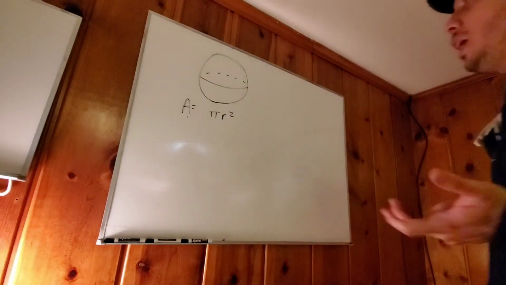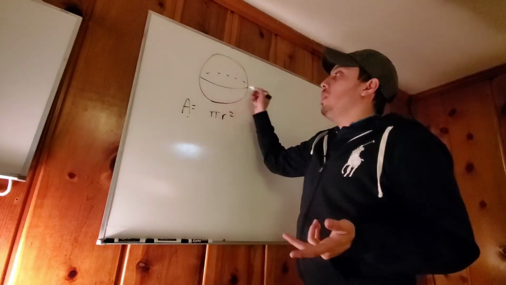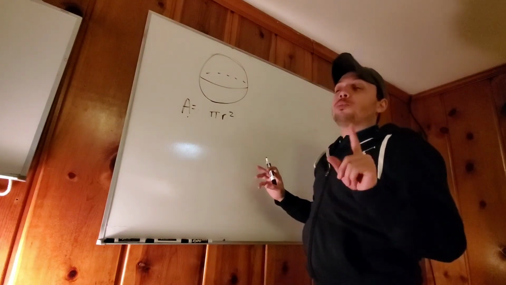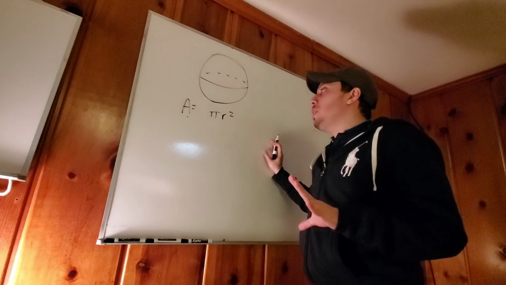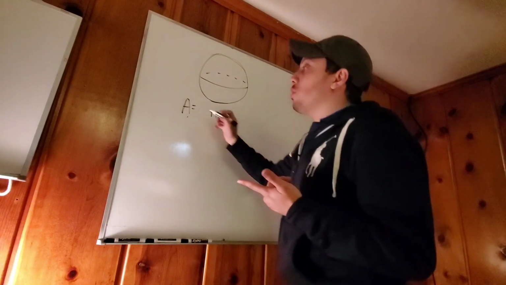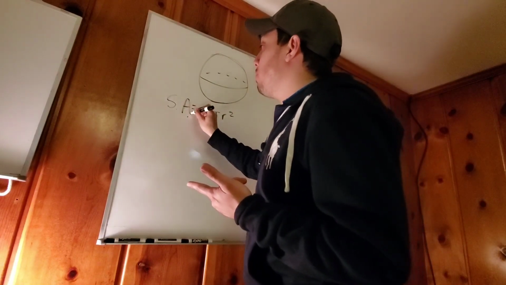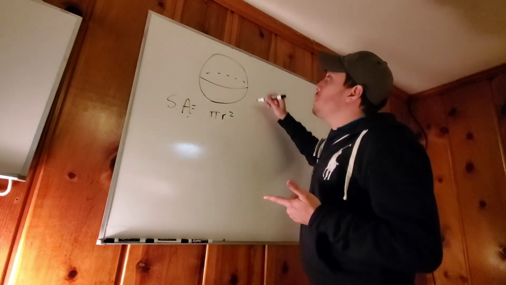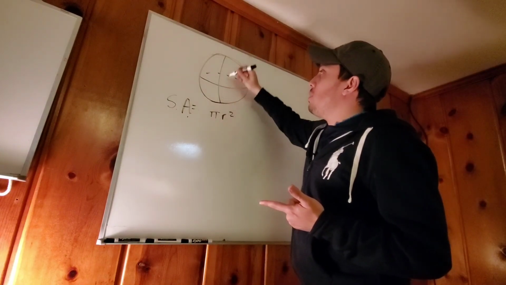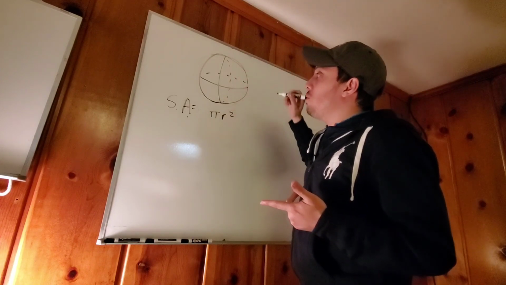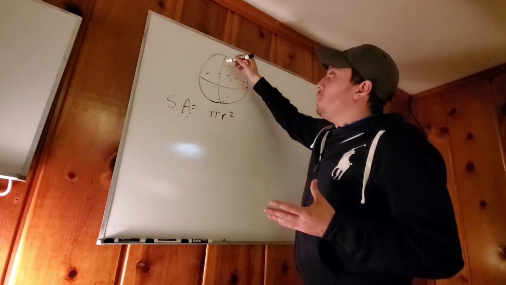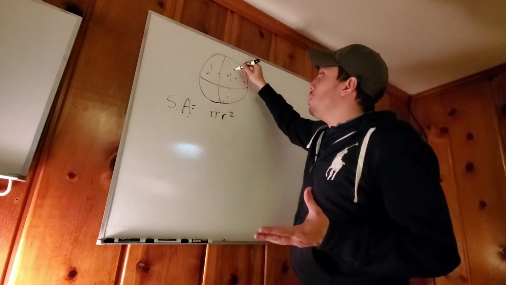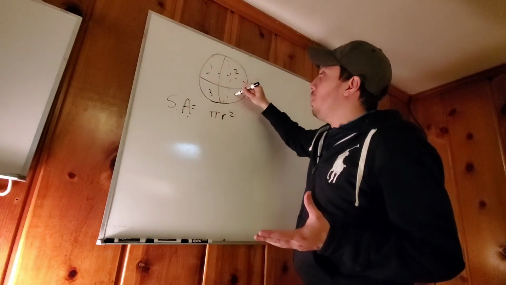Okay, so area of a circle, right? The area of just a circle, not the sphere. The area of a circle is pi radius squared, right? Everybody knows that. But what about the surface area of a sphere? To find the surface area, what we need to do is understand that this shape is made out of many circles. And so in here, I divided into 4 circles, right? Into 4 parts. This is 1, 2, 3, and 4.